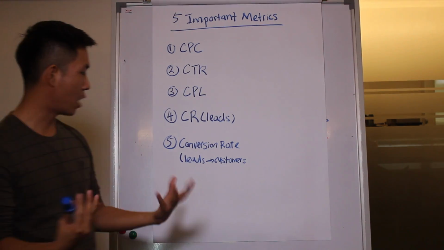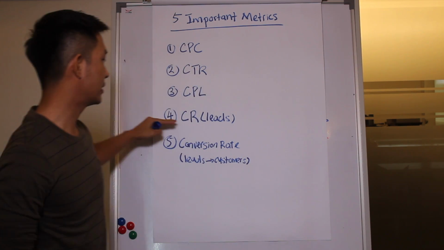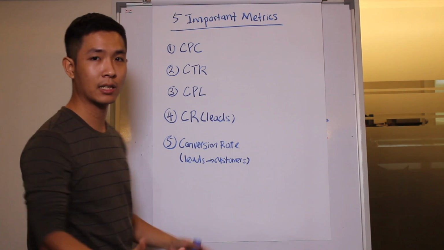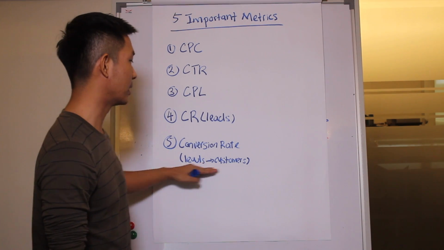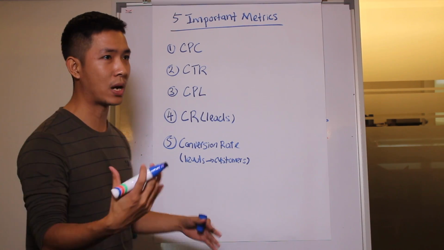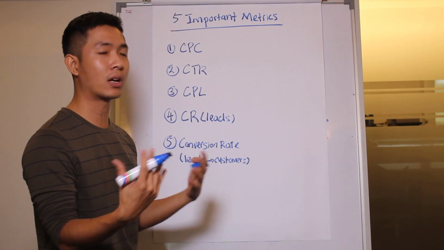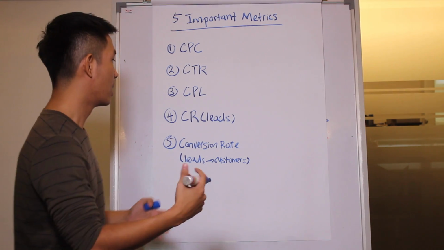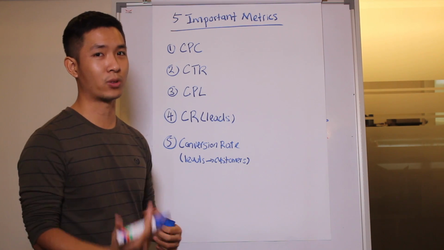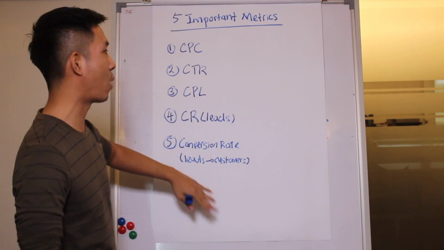That means how many leads that you get, and then out of that many leads, how many turn into customers, paying customers. So leads means someone who expresses interest in your product or services, but they're not customers yet. So if they turn into a customer, that means they pay you for your service or your product, right? So these are the 5 important metrics that we want to track.